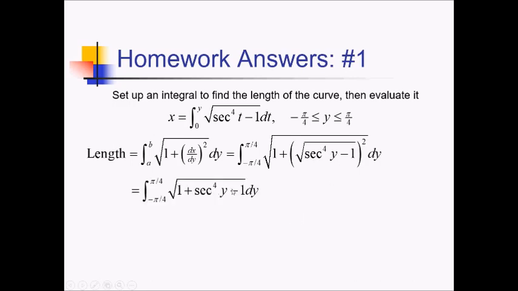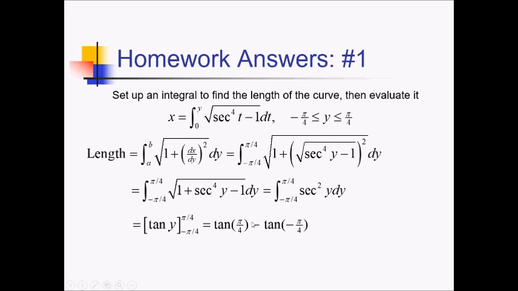And let's cancel out those 1s. What is the secant fourth square rooted? Well, that's just secant squared of y. And now the antiderivative of secant squared is tangent. Evaluating tangent from pi over 4 and negative pi over 4, we have tan of pi over 4 minus tan of negative pi over 4.